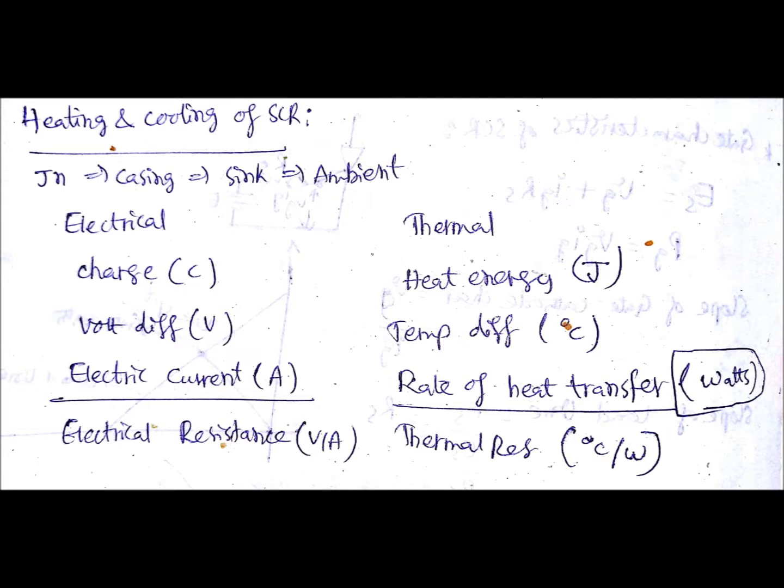In electrical case resistance is nothing but volt per amp, and so the thermal resistance will be degree centigrade divided by watts, because the voltage is temperature and charge is heat energy. Sorry, the current is watts, so the resistance will be degree centigrade divided by watt. It's very simple. Fine, that's it.